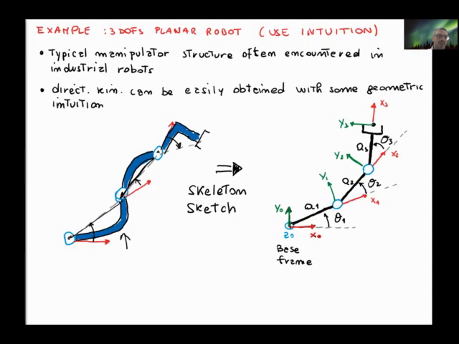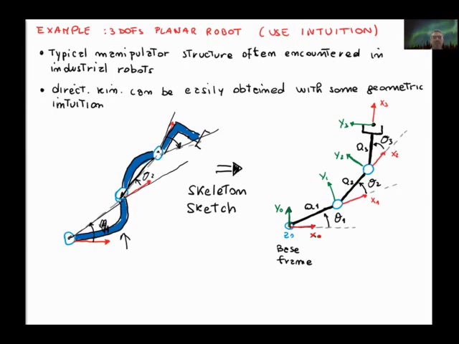And we saw what we usually do: we choose as generalized coordinates the relative angles. So this will be the first generalized coordinate. This will be the second one, defined with respect to the line of the previous link. And the third one will be this one.